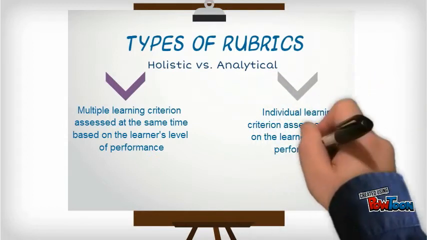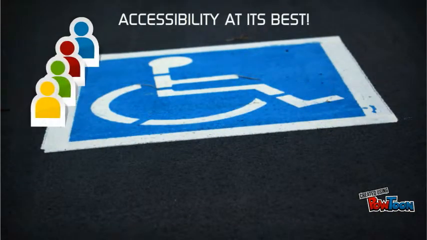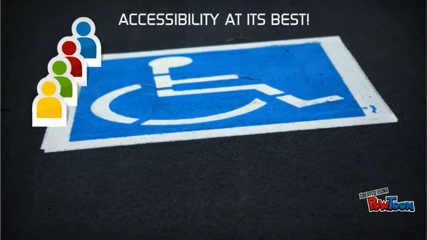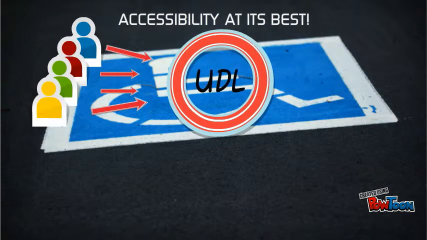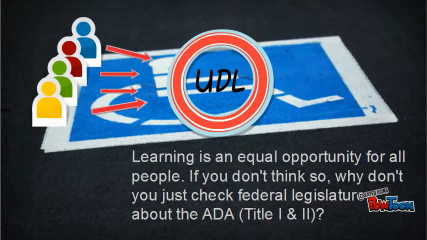Now, with rubrics in mind, let's look at accessibility for everybody. It's best because people are different and people exist out there wanting to learn. So the universal design for learning takes into account the equal opportunity for all people. If you don't think people believe in the idea of learning, you need to look at some federal legislation about ADA Title 1 and 2.